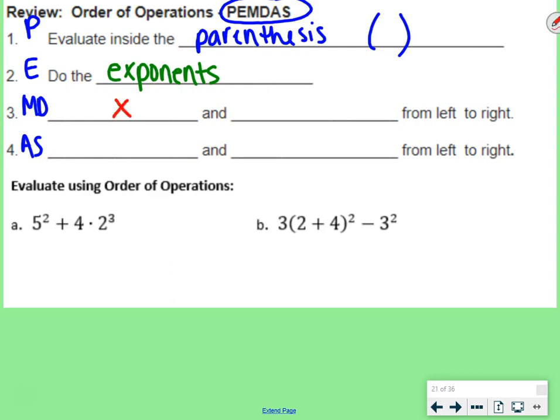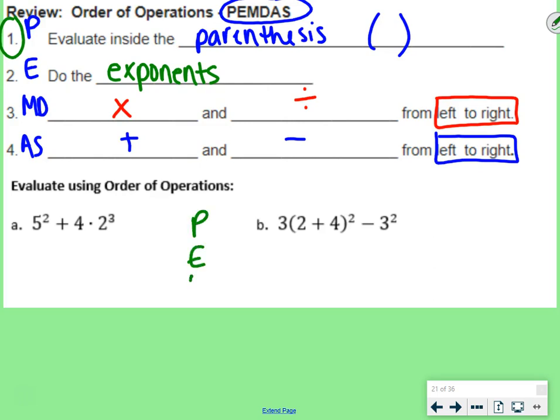Then we multiply and divide from left to right. That's super important. Then we add and subtract from left to right. So evaluate using order of operations. First off, we need to follow step 1, which is evaluate inside the parentheses, but we don't have any parentheses. So in our PEMDAS, we don't need to do P. E, exponents. Do we have exponents? Yes. We have 5 to the 2nd power and 2 to the 3rd power.